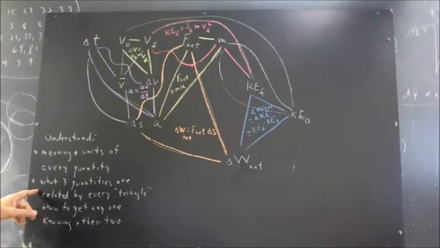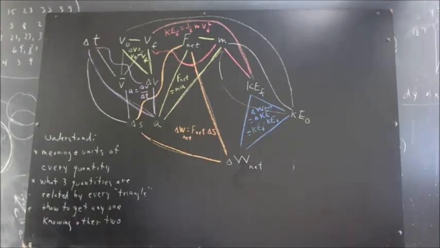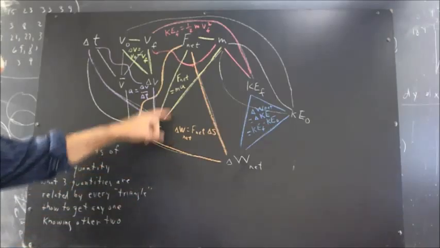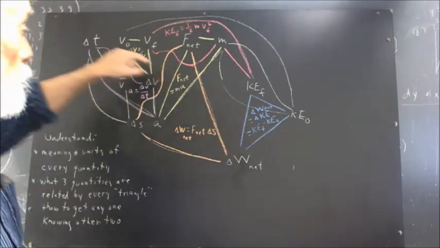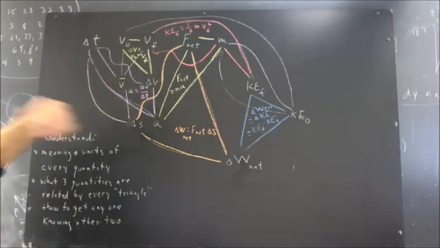And then, what three quantities are related by every triangle or triad? And how do we get any one of them knowing the other two? Of course, that constitutes the relationship, or the relationship constitutes the way we can get any one knowing the other two.